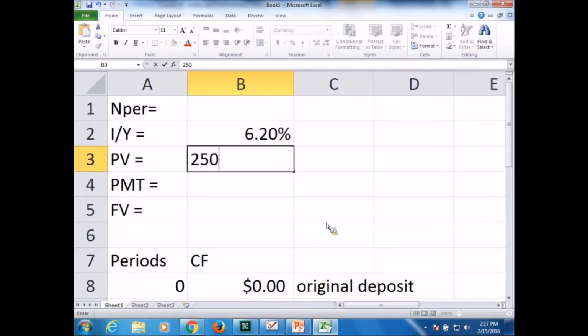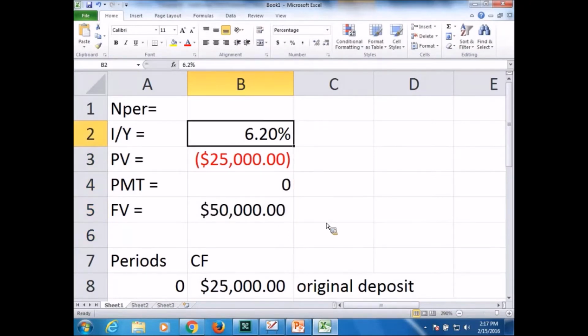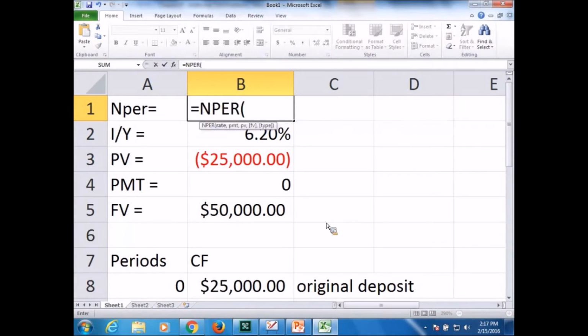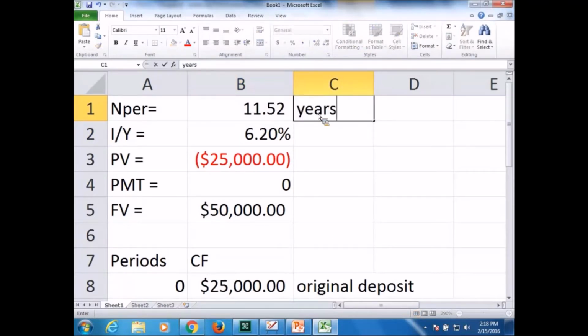We have 25,000, and we can put this as a negative. We deposit 25, no payments. We expect to receive 50 at the end. And the question is, what's NPER, the number of periods? Our rate is 6.2, our payment is 0, our present value is 25, our future value is 50. And if we're talking about years here, then this is 11.52 years.